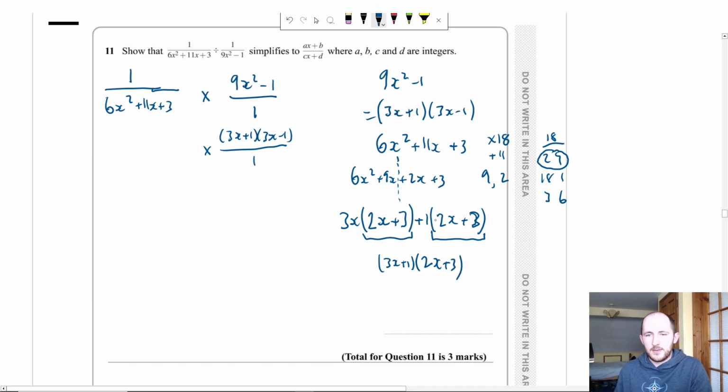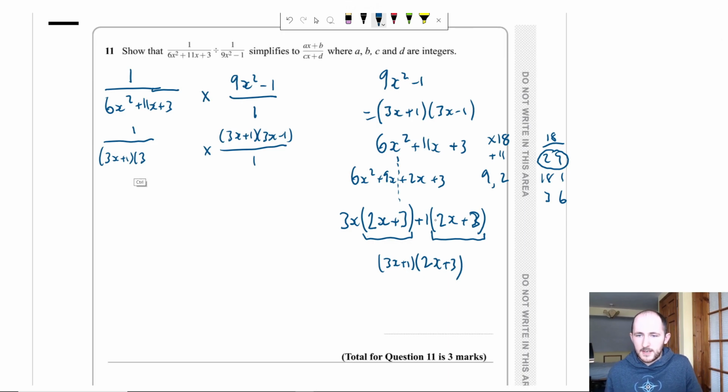So now we can continue with this. We have 1 over 3x plus 1, 3x minus 1. No, 2x plus 3 even. I can read, I promise. Multiplied by all of this. In fact, I'm going to move this down slightly because it looks a bit wonky.